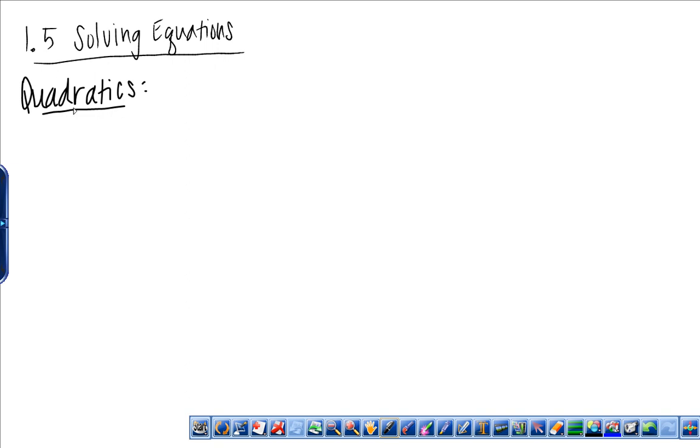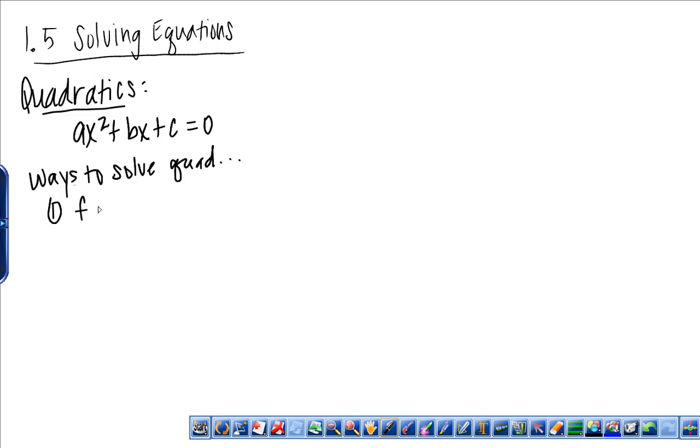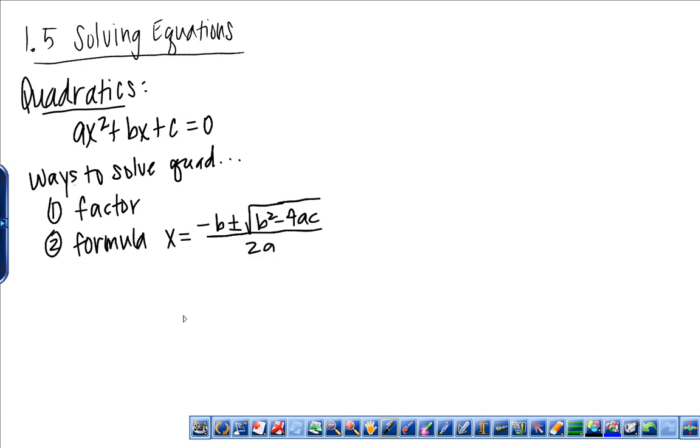What we know about quadratics is that the standard form of the equation is ax squared plus bx plus c, and that's going to be equal to 0. If it's not equal to 0, then go ahead and set it equal to 0 so that it's easier to work with. Some different ways to solve quadratics is to factor it. We've been working with that for a while. The second way that you could solve a quadratic is by the quadratic formula.